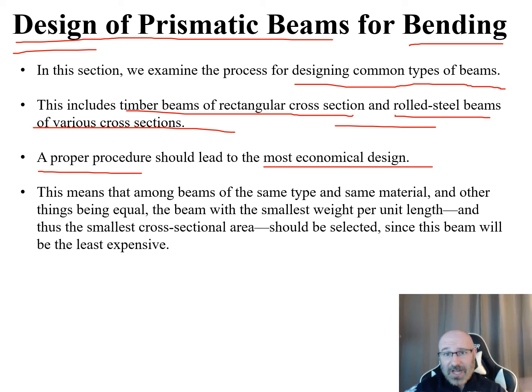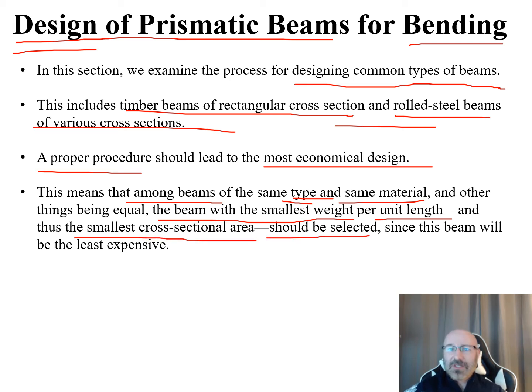So what this is leading into here is that among beams of the same type and the same material, so the shape of the material is already specified, and other things being equal, the beam with the smallest weight per unit length, and thus the smallest cross-sectional area, should be selected. Typically the less weight, the less material you're using, the cheaper it's going to be. But you also want to stay within your design parameters, so you can find that happy medium.